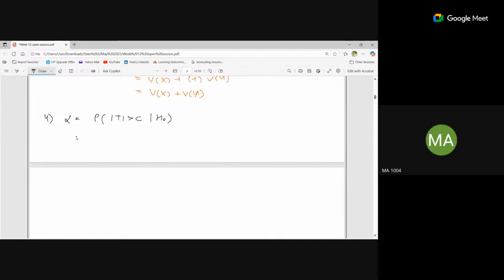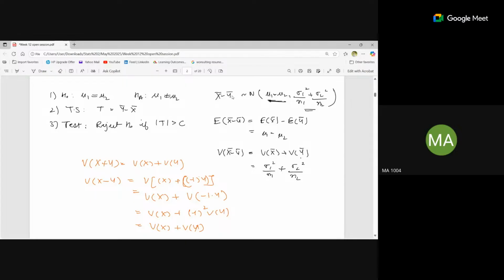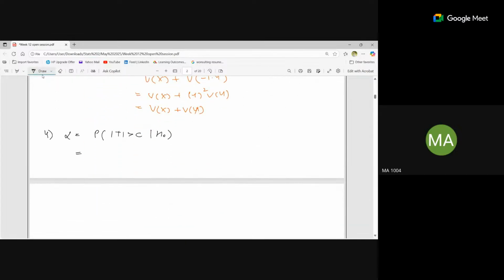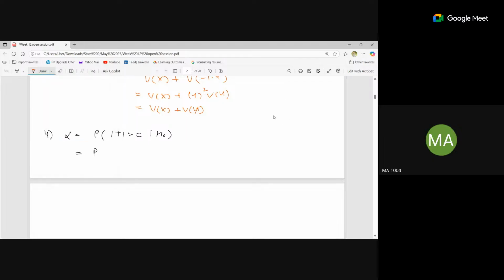Now I have to convert this into a standardized form. When we had only one sample, we usually did x bar minus mu naught upon sigma by under root n. So this was following a normal distribution with 0, comma 1, correct?